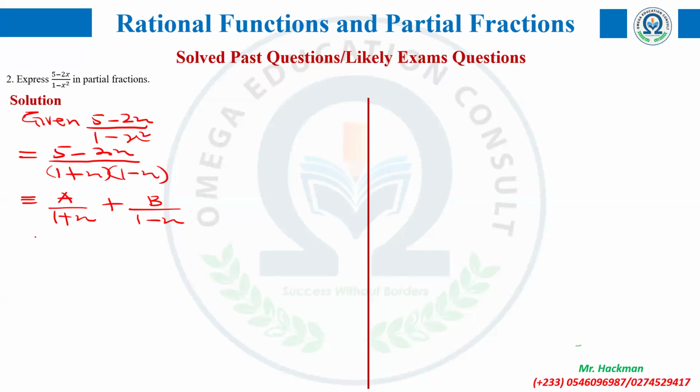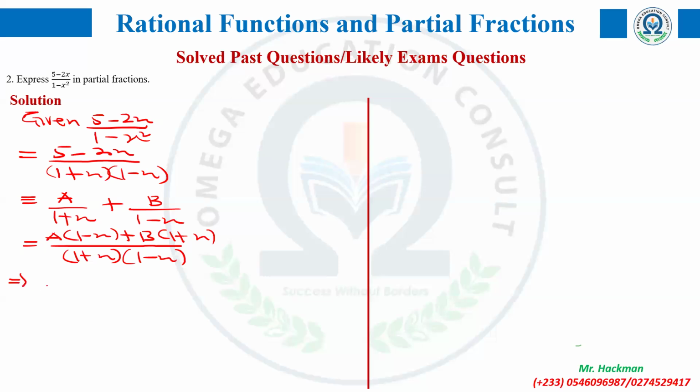So the LCM. Very good. At that point, you are going to write equal to, take your LCM. Get the LCM, then we'll move on to the next question. 1 plus x into bracket. Then 1 minus x into bracket. Then give me the numerator. It will be A into bracket 1 minus x, plus B into bracket 1 plus x. Very good. Let's form the equation then.